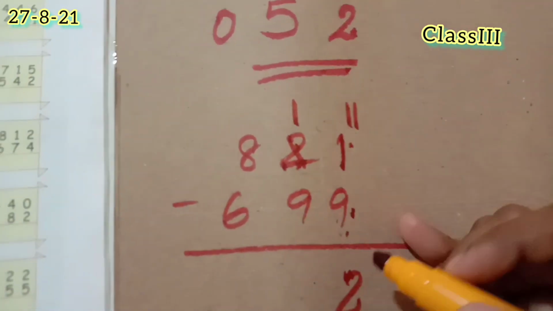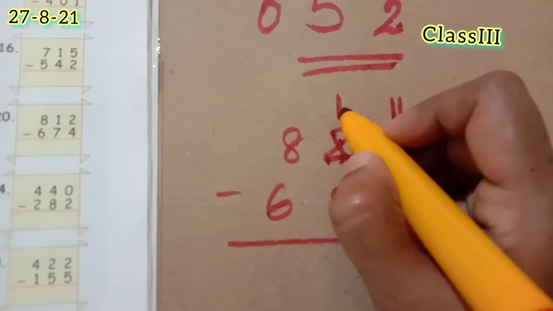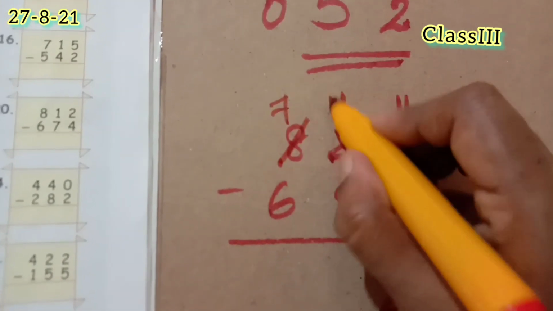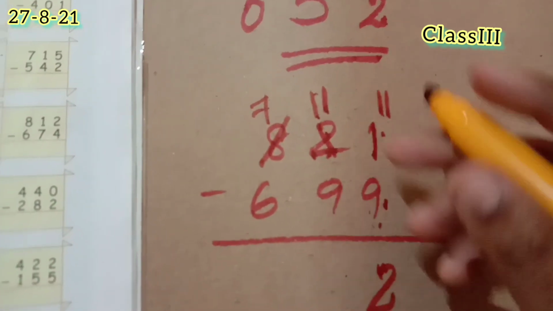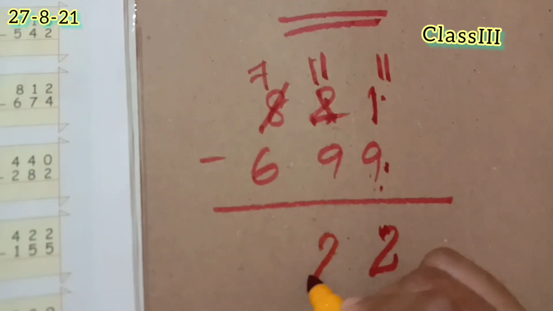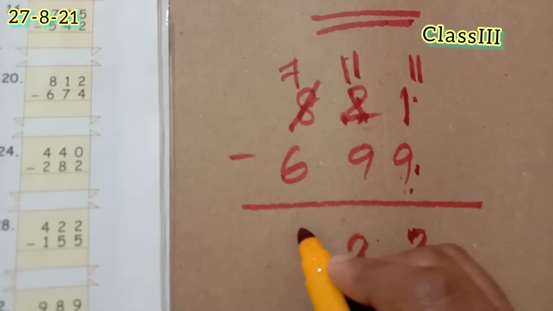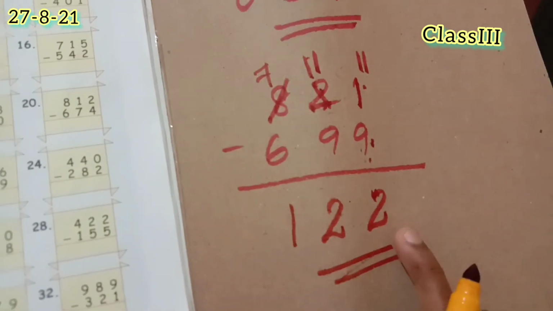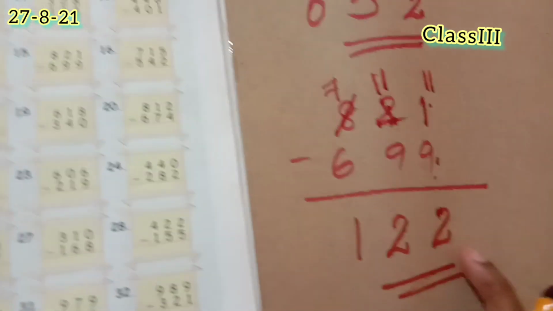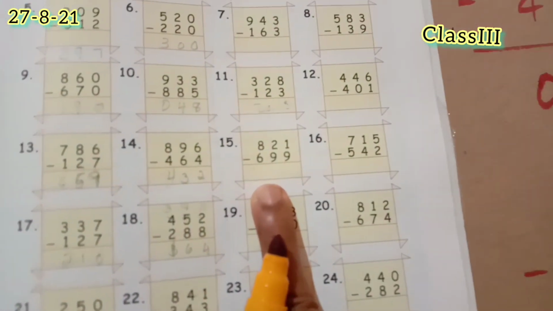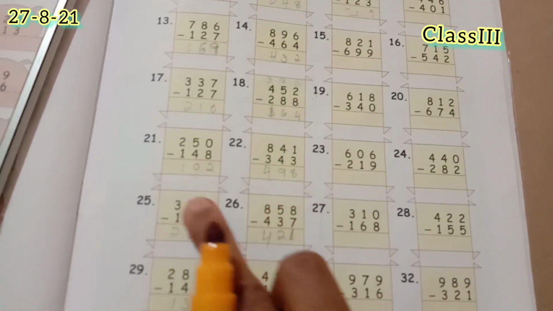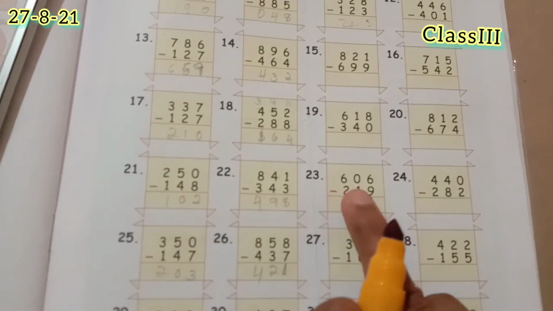1 minus 9, is it possible? No. What will we do? Borrow from the next. So this is reduced to 7 and this becomes 11. 11 minus 9, 2. 7 minus 6, 1. So what is the answer? 122. So write here. Everyone please write here. 122.